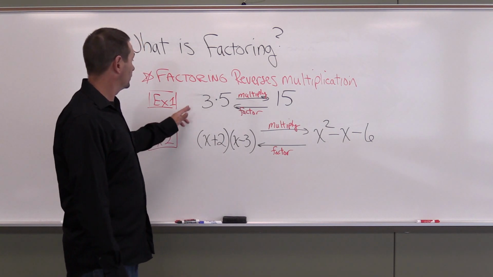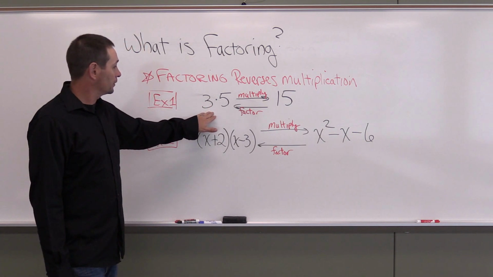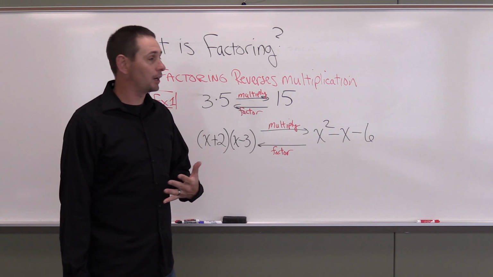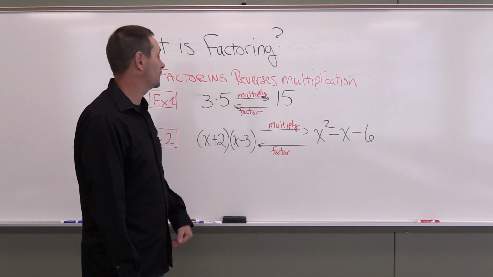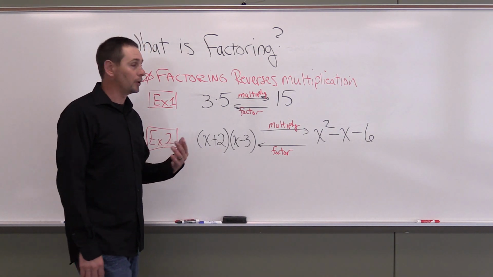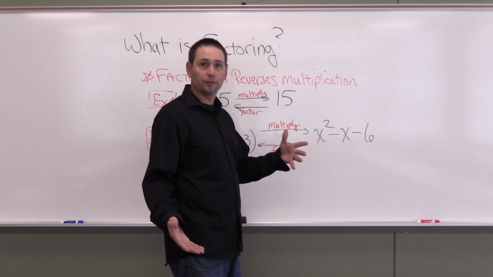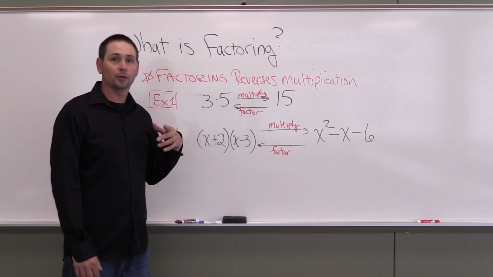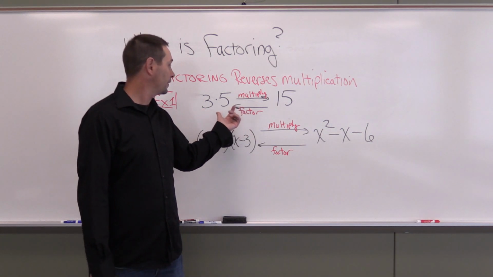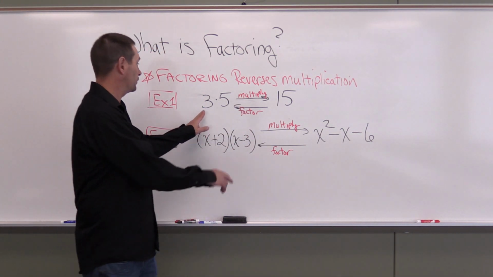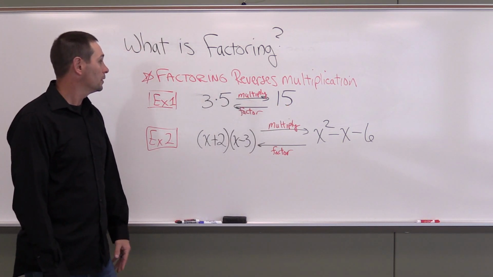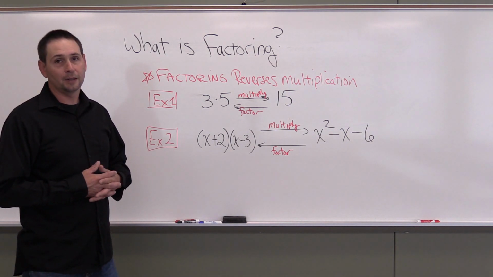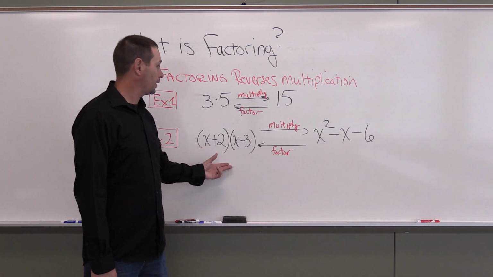So for example, if I looked at 3 times 5, and I asked you to multiply those, you would give me the answer of 15, right? 3 times 5 is 15. But a way to look at 2 factors of 15, or to factor it, you could think of it as 3 times 5, breaking it up into 2 things. These are considered factors, and when you multiply them, that's considered the product. And so we're going to apply that same concept to polynomials.